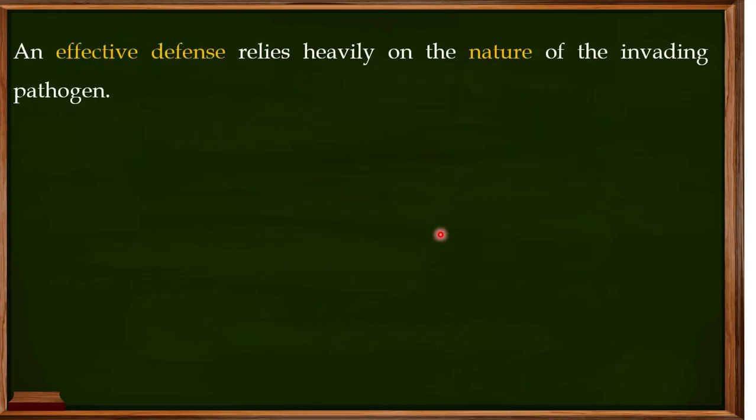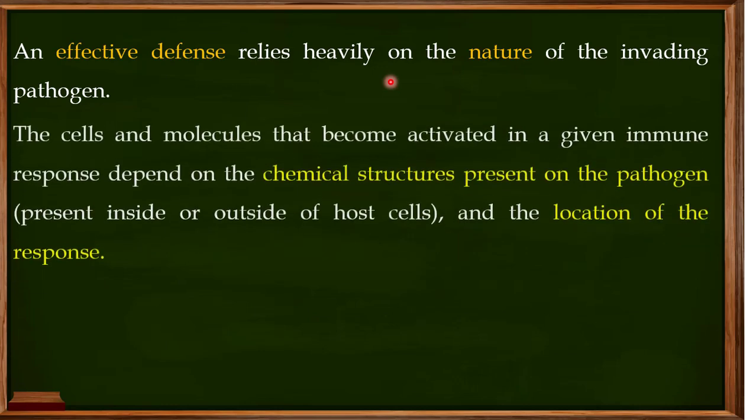Now, an effective immune defense relies heavily on the nature of the invading pathogens, as there are a lot of pathogens that can cause diseases in the host, particularly if you talk about human beings. So the effective defense heavily relies on the nature of the invading pathogen.